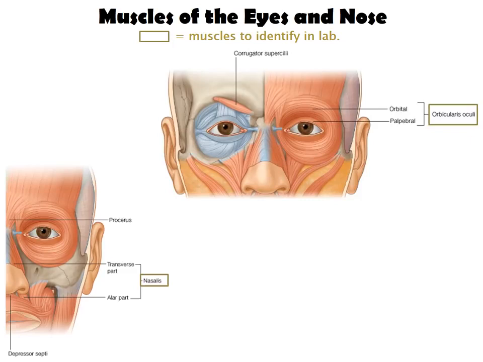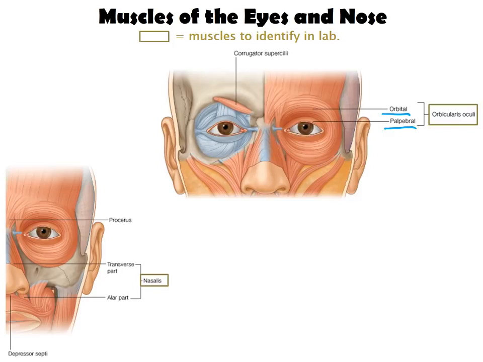Now let's turn our attention to the eyes and nose. The orbicularis oculi muscle functions to close the eyelids. If the eyelids are shut forcefully, then the orbital part of this muscle is contracting, which is oriented in concentric circles around each eye. The palpebral part of this muscle, which covers the upper eyelid, is active during blinking or when gently closing the eyelids.